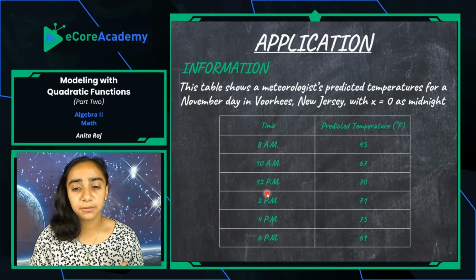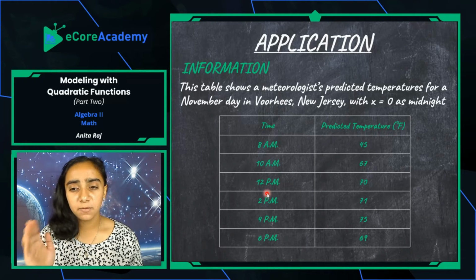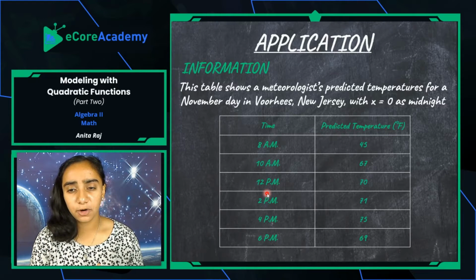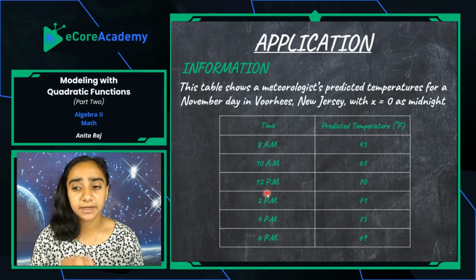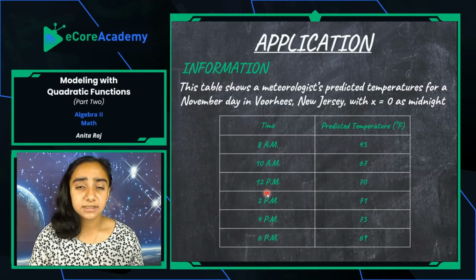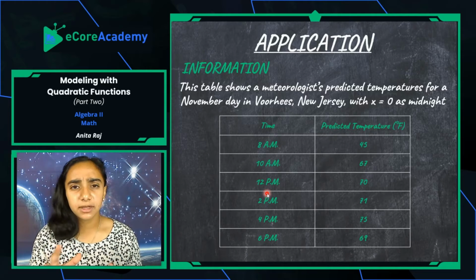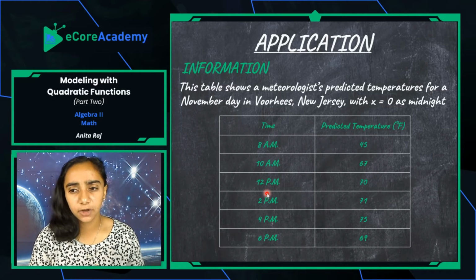So it's just a random November day in a place called Voorhees, New Jersey. Again, that part is all made up. I didn't actually take weather statistics. And probably one of the most important parts of this word problem is the fact that I wrote x equals 0 as midnight. If you remember, we did it in our 3 variable systems, where I walked you through a word problem using the calculator.